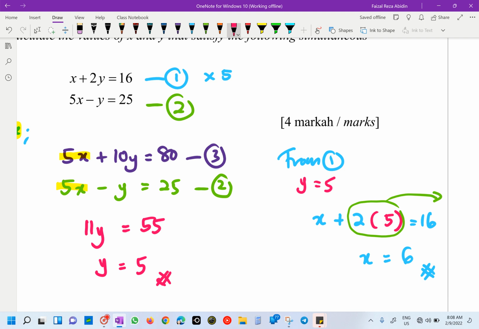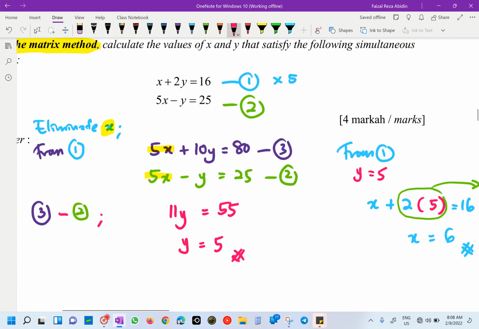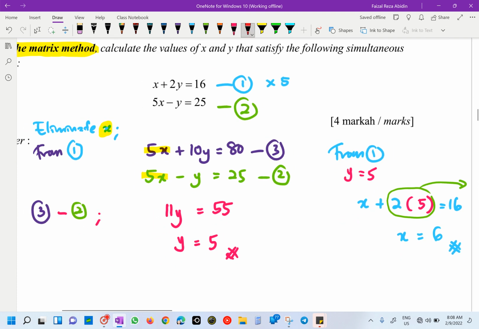How many marks? 4 marks given. Of course the marks given here are for the value for x and the value for y, 2 marks here. From your substitution, you form the third equation here, 1 mark. And also how you find your y, you are going to get 1 more mark over here.